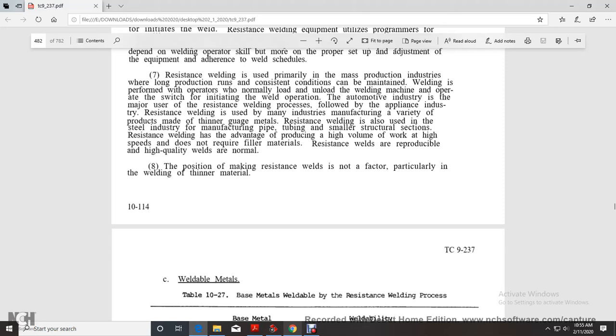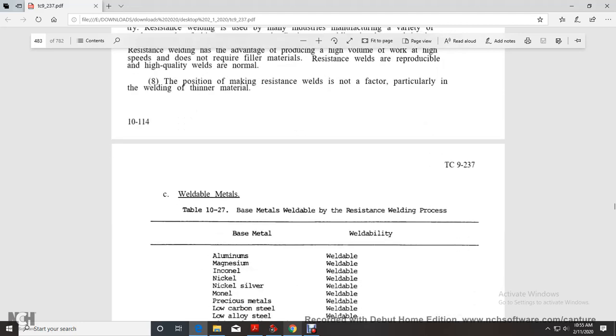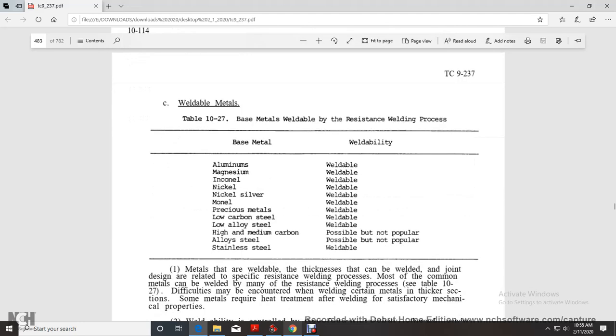Resistance welding has the advantage of producing high volume work at high speed. It does not require filler metal. Resistance welds are reproducible, and high quality welds are normal. The position of making the resistance weld is not a factor, particularly in welding thinner metal sheets.